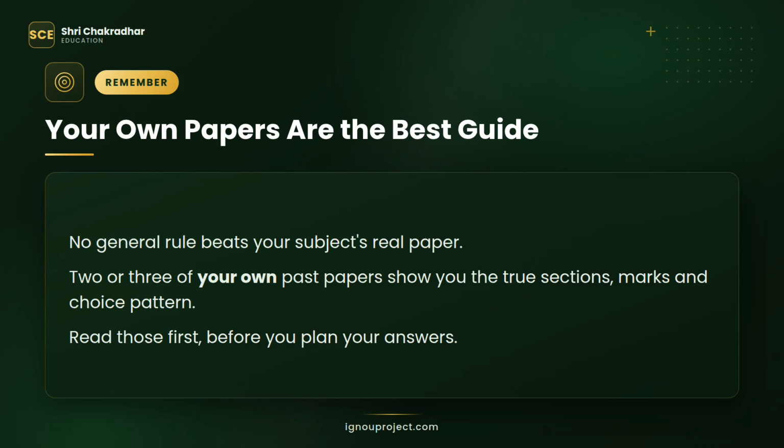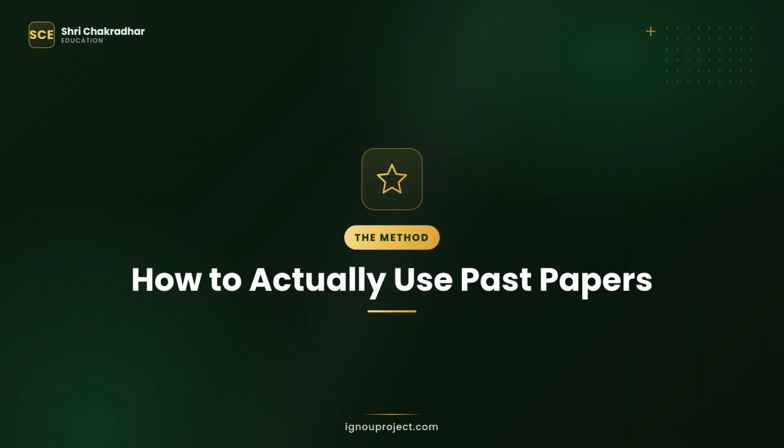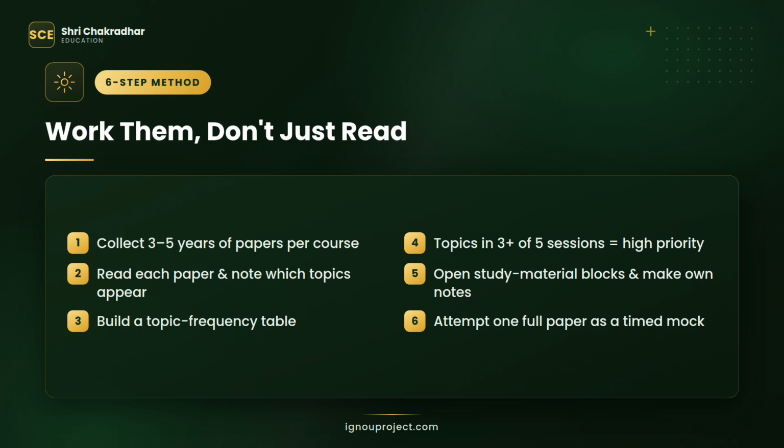Now the heart of this video: how to actually use past papers to score more. Do not just read them, work them. Here is the smart 6-step method. 1. Collect 3 to 5 years of papers for each course. 2. Read every paper and note which topics appear.